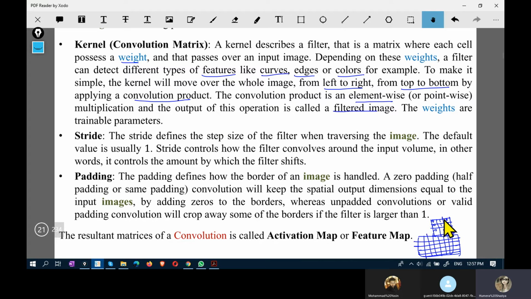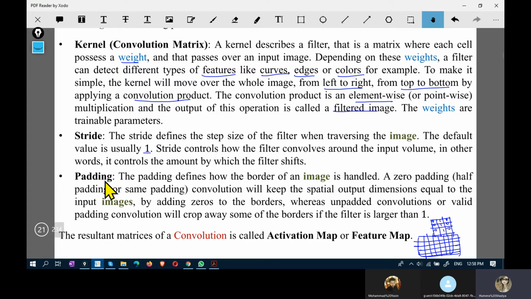Stride defines the step size. Do you want to move this filter one after the other, or do you want to jump, shifting every two columns? How you want to traverse the filter over the image, that is a parameter given by stride. Default is 1, so it just moves 1, 1, 1, 1, 1 like this.